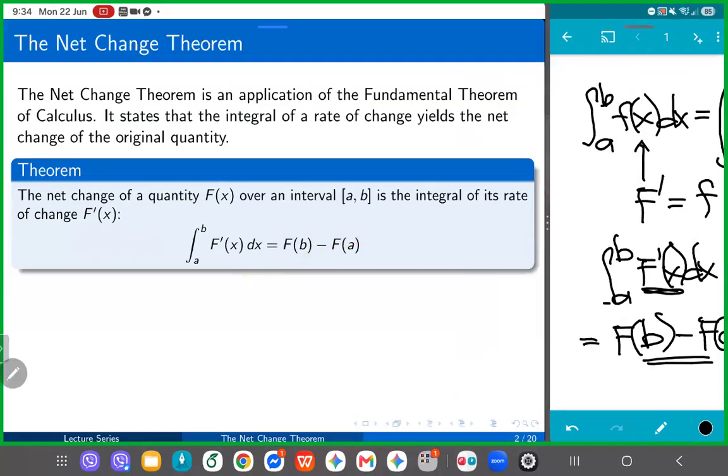On the left-hand side of that equation, you have the integral of the derivative. Remember, the derivative is the rate of change. So the left-hand side is the integral of the rate of change. The right-hand side is the net change because it's the difference between the values of the function over a, b. So the right-hand side is net change, the left-hand side is a rate of change integrated.